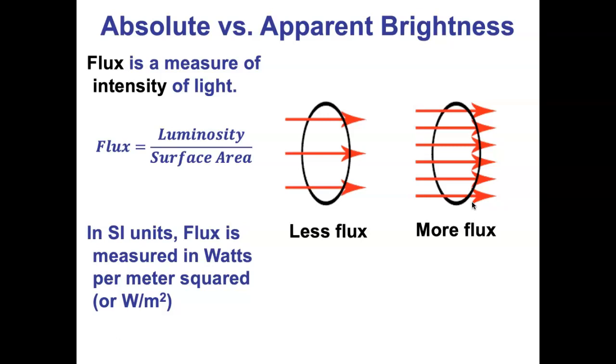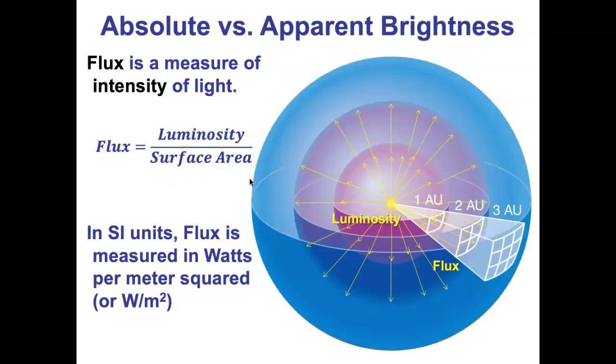So flux is a measure of the intensity of light. It's a measure of how much of that star's luminosity hits a unit of surface area in a second. And so calculating the flux is actually fairly easy. You just need to take all the luminosity from the star, divide by the full surface area over which that light is being spread, and then you have a measure of the luminosity per area.